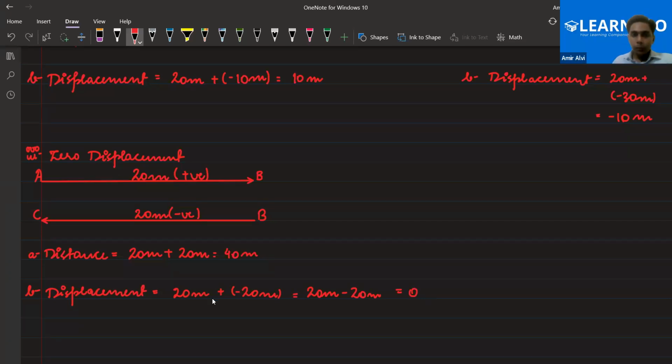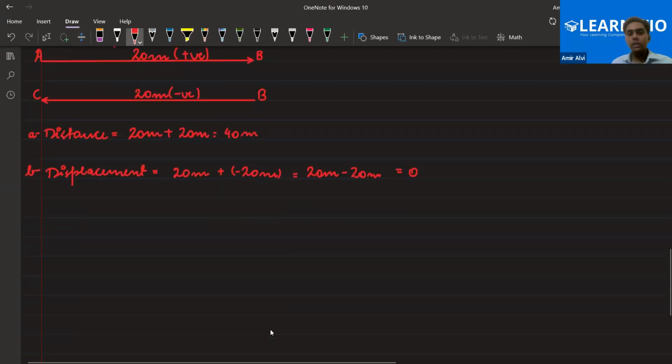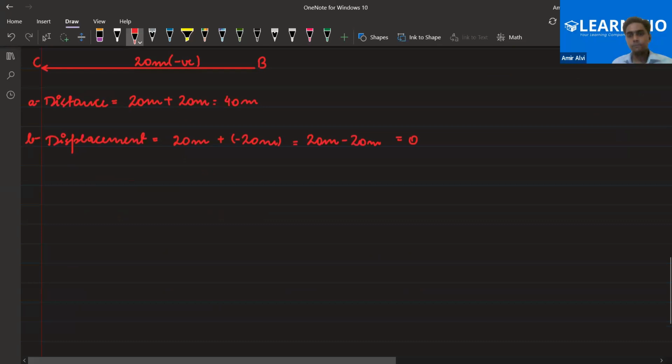So it means that whenever the object comes back to the same position from which it started, the displacement will become zero. It means that the initial and final position points are the same, so your displacement would be zero. Clear, Anam, Sara, and Astatva? Yes, sir. Sure, that's good. Okay. So that's how you will find these things, distance and displacement.